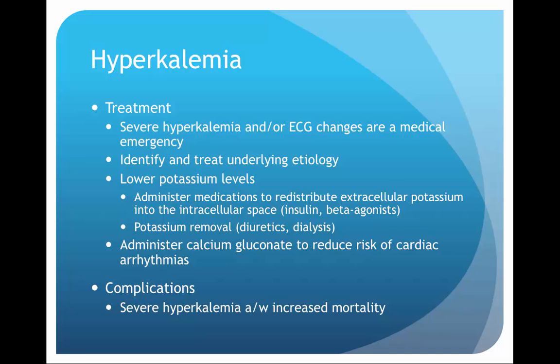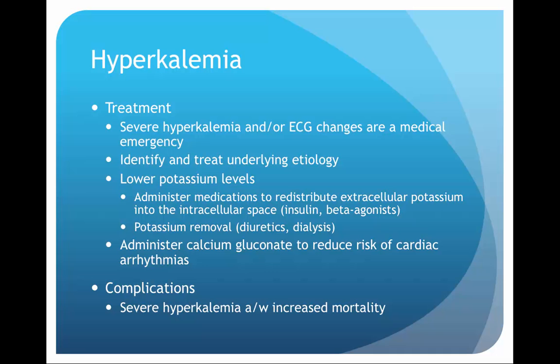Ways to lower the potassium levels can be administering medications that encourage the redistribution of extracellular potassium into the intracellular space. Medications that promote the intracellular movement of potassium include insulin and beta agonists, including inhaled bronchodilators like albuterol. You can also lower potassium levels by potassium removal. This can be through the administration of diuretics and/or dialysis in severe cases.